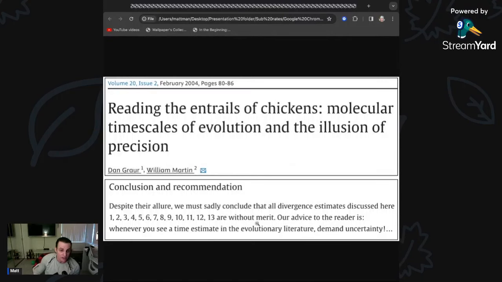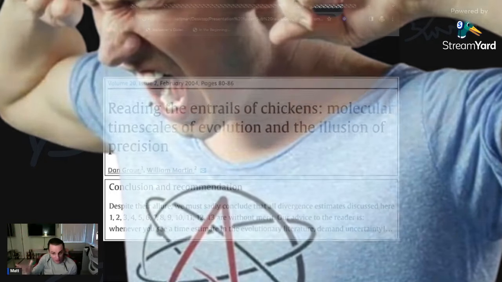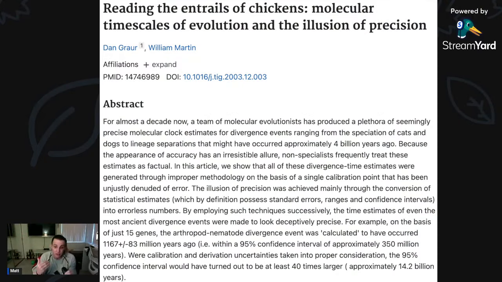So reading the entrails of chickens, guess what they found on their molecular clock when they're looking at it, trying to say, let's view this from our evolutionary advancement. Despite their allure, we must sadly conclude that all divergence estimates, divergence from a common ancestor discussed here, are without merit. Our advice to the reader is, whenever you see a time estimate in the evolutionary literature, demand uncertainty. Do people ever demand uncertainty that believe in evolution? Of course they don't. They're immediately defensive against it. Matter of fact, they get mad at you when you tell them they were lied to, and then they go and defend the liar. That's how crazy they are. So they're being even told to demand uncertainty. There's no truth to any of this. What's going on here? It's all over the place.